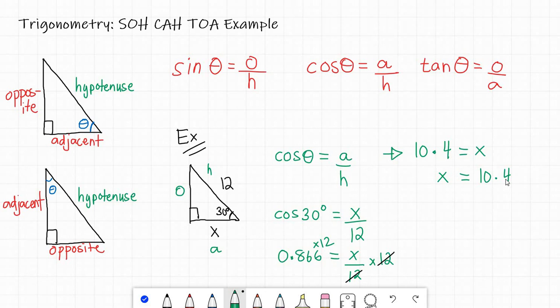Just as a general note, if you ever find an opposite or an adjacent that is bigger than the hypotenuse, then you've made a mistake, because the hypotenuse should always be the longest side in the triangle. So this is great. We've got a side length that's a little bit less than the hypotenuse, and we're good to go.